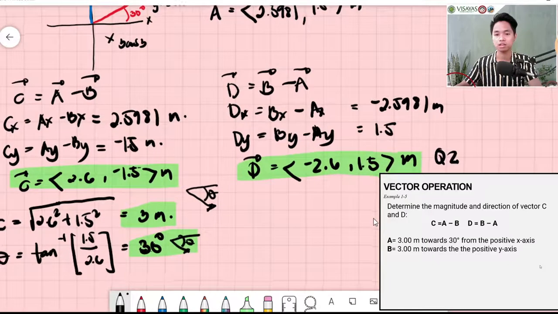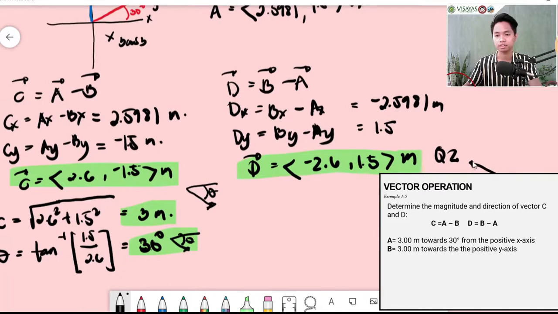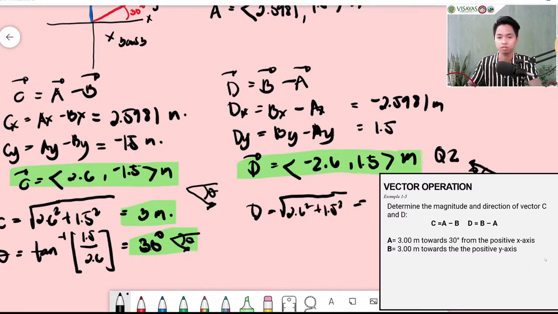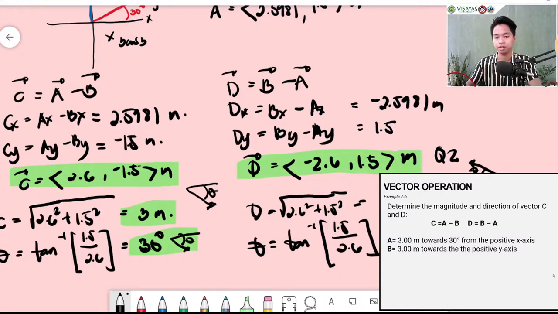Diba? So if that is in quadrant 2, the direction is somewhere naka-ingon ani. Diba? That would be your theta. So our magnitude is almost the same kasi since the same naman ang value, 2.6 squared plus 1.5 squared, that would be equal to 3 meters. Now, how about for theta? Theta now would be the arctangent of same gihapon, 1.5 over 2.6. That would be 30 degrees. Pero again, ang direction niya is kani, nakaingon ana. Because this is in quadrant 4, this is in quadrant 2.